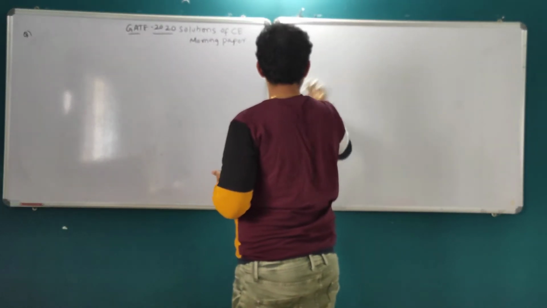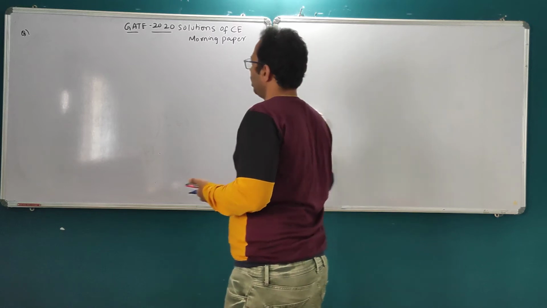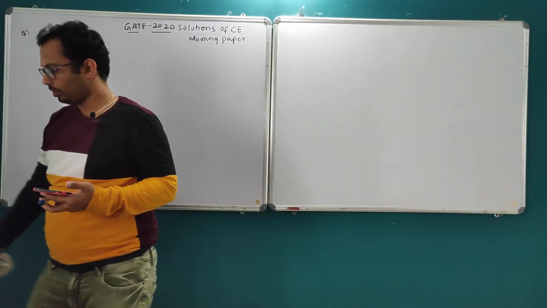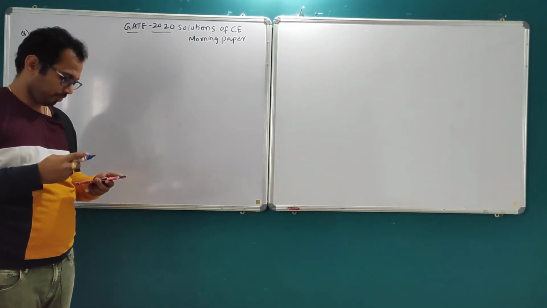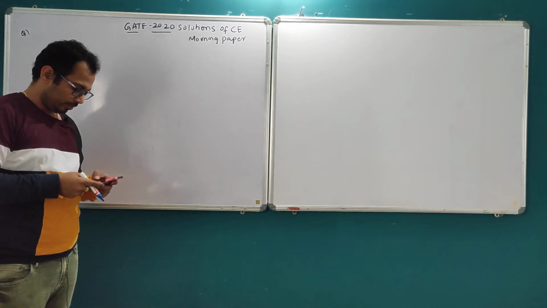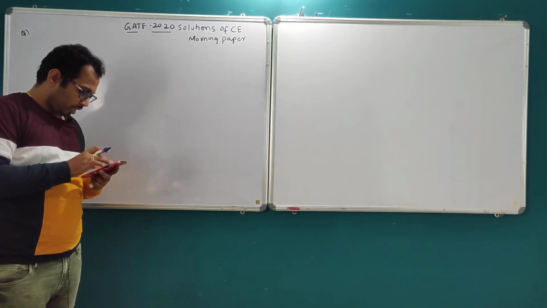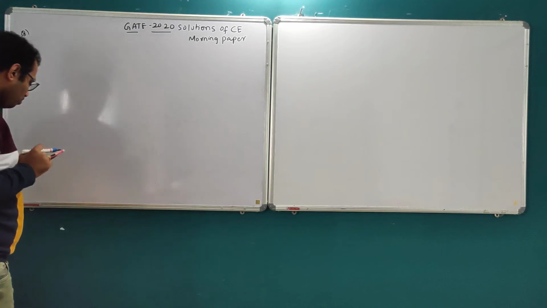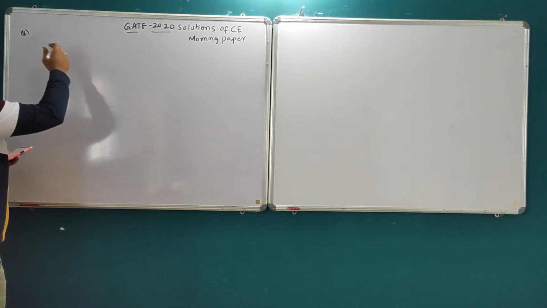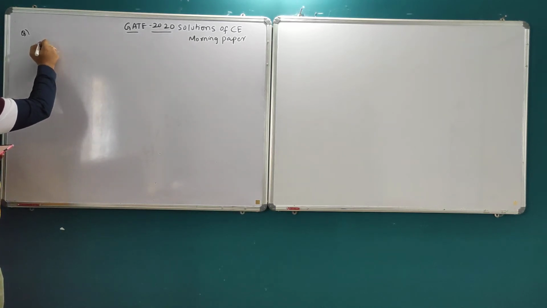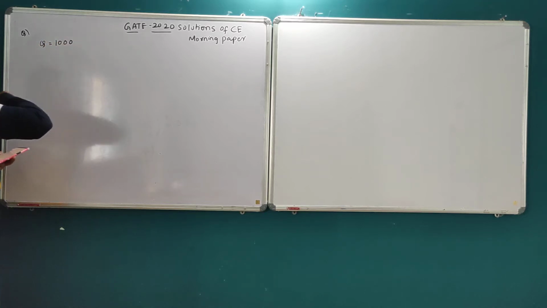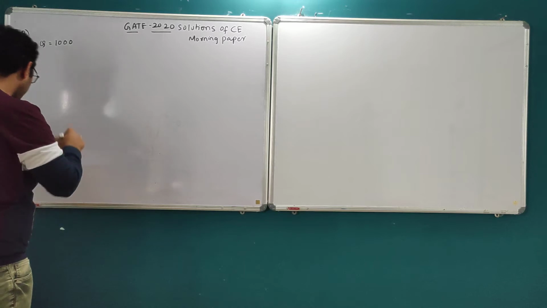The second question is from environmental engineering. From environmental engineering, the question was like this: a river has a flow. That means the river has a flow. What is the flow value? It was given as 1000 million liters per day.